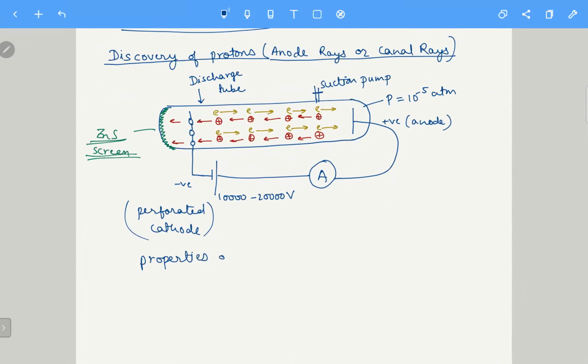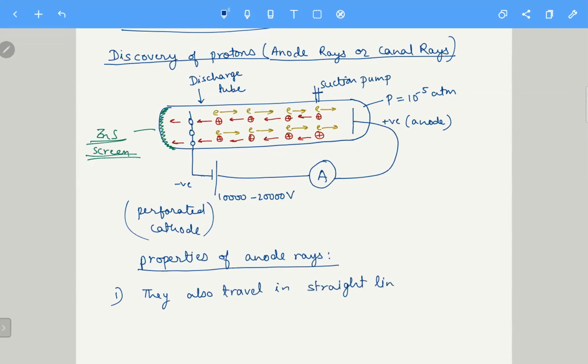Summarize the properties of anode rays. Similar to cathode rays, they also travel in straight lines. They are also deflected by electric and magnetic fields.